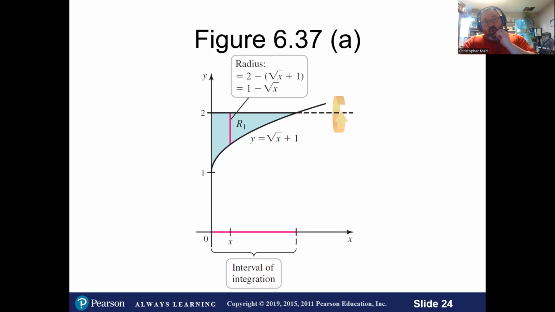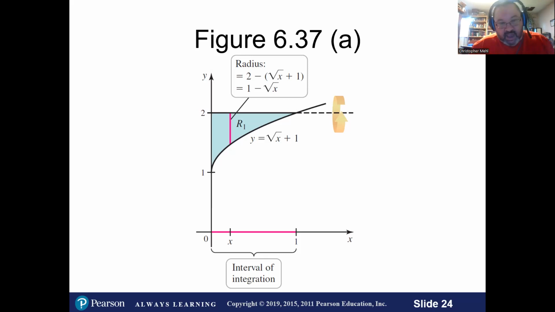So in this case, what is the radius? Well, it's a difference between the line y equals 2 and your curve. So the radius is going to be 2 minus the curve, minus the y given by the curve, which is the square root of x plus 1. So the radius in this case is 2 minus the square root of x plus 1, which works out to be 1 minus the square root of x, and everything else is just the same.